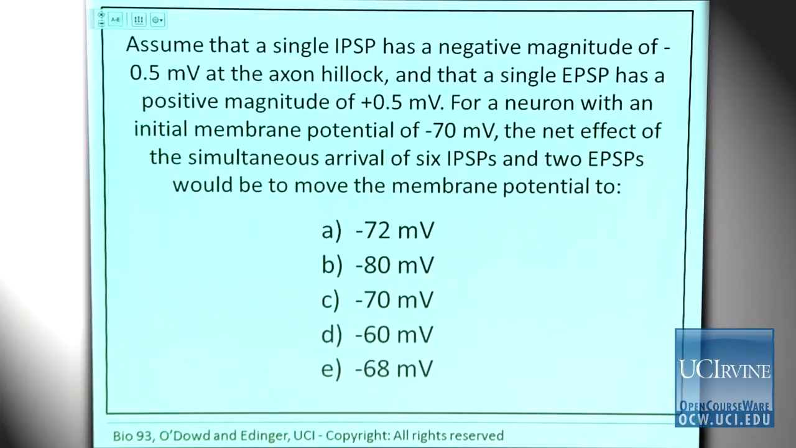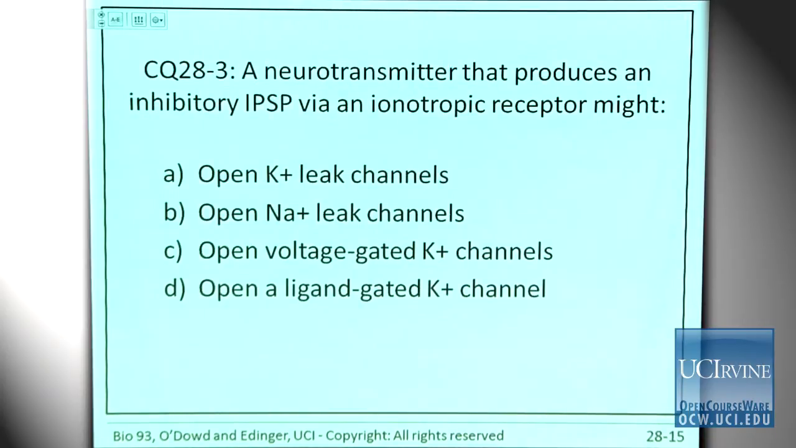So you're having 6 that are minus 0.5 and 2 that are plus 0.5. So when you sum those together, you get a total of minus 2. So you go from minus 70 to minus 72. Does anybody have a question? No? All right, try this one.